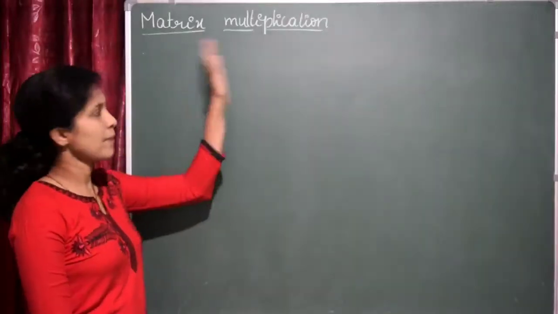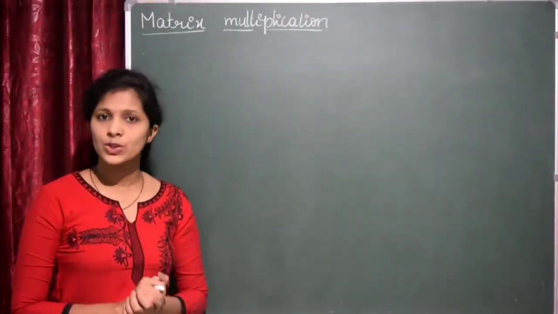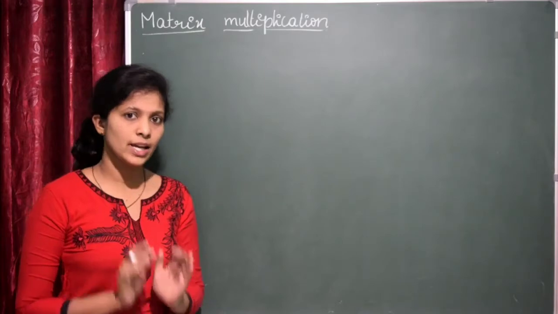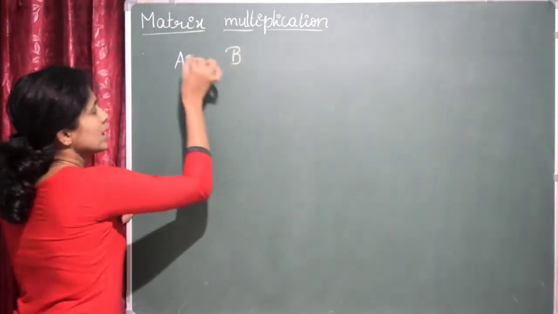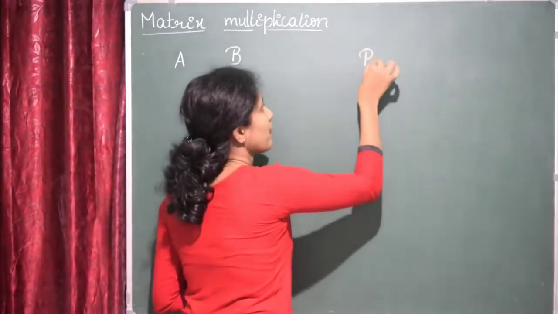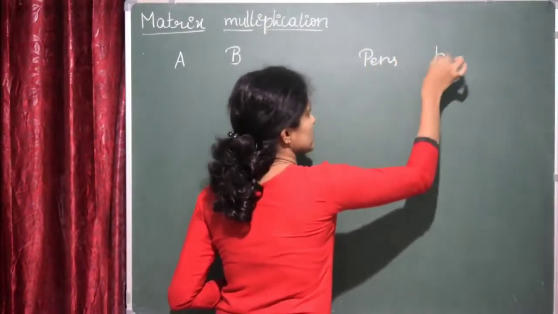Everyone, now we'll see matrix multiplication. As I told you, this is very important, so listen carefully. Okay, let me consider two individuals, A and B. They want to buy some number of pens and books.